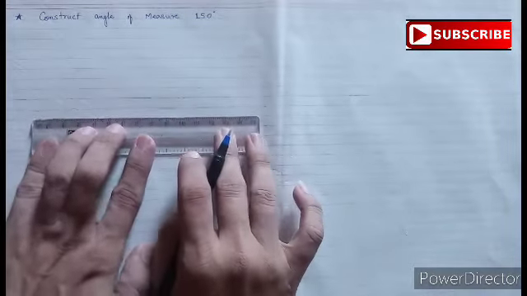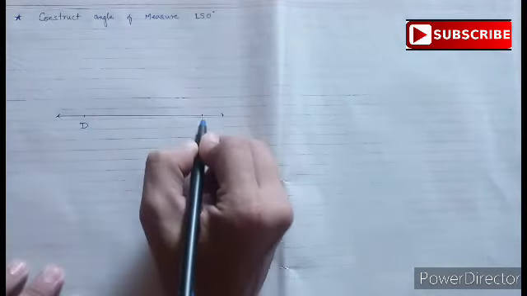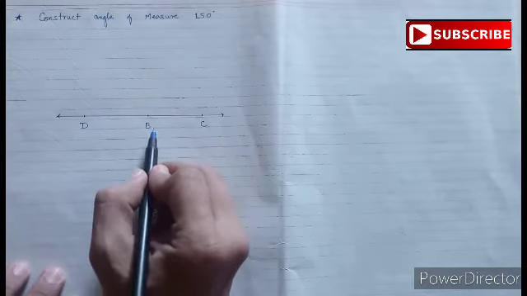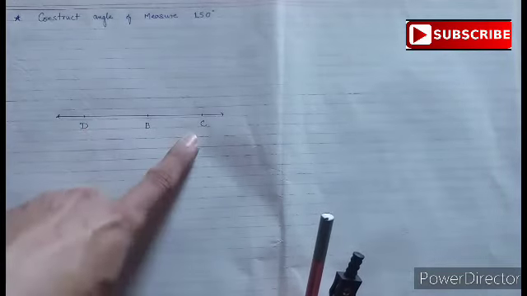How to construct an angle of measure 150? To construct an angle of measure 150, first of all we have to make a straight line. Suppose we call this line DC, and taking B as the point between D and C. This point B will be the origin for the angle of 150 degree measure. As the line DBC is a straight line, it shows angle DBC equals 180 degrees.